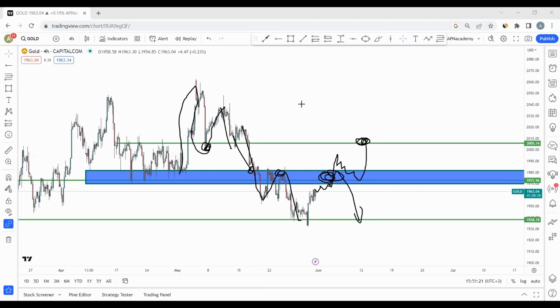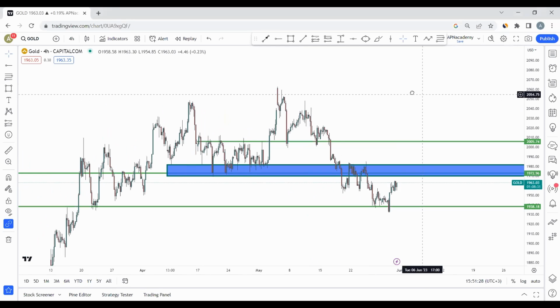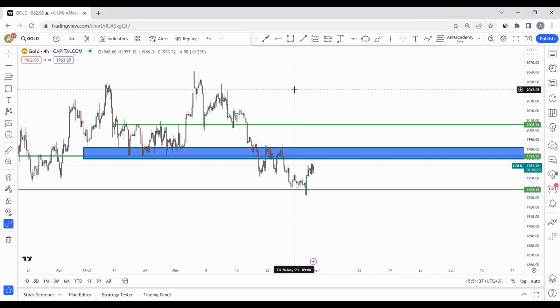what will happen on Friday. We know that every first Friday of the month, we have the non-farm payroll, whereby we want to see how many jobs were added, how many were lost, and all that. Those are important factors that drive the economies. And gold is paired against the US dollar, and the US dollar is affected by that report that will be coming out on Friday.